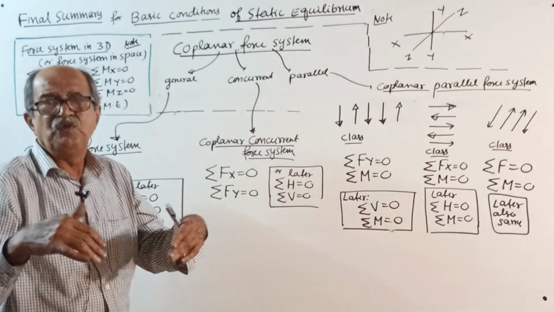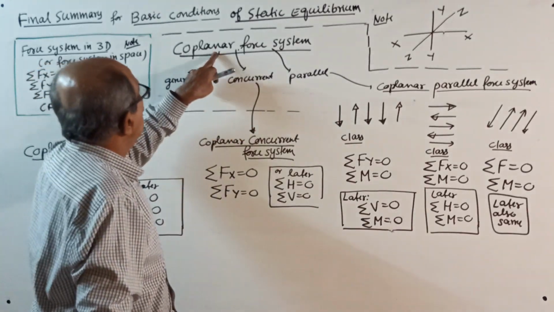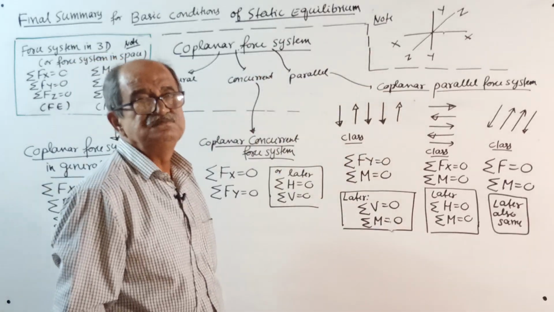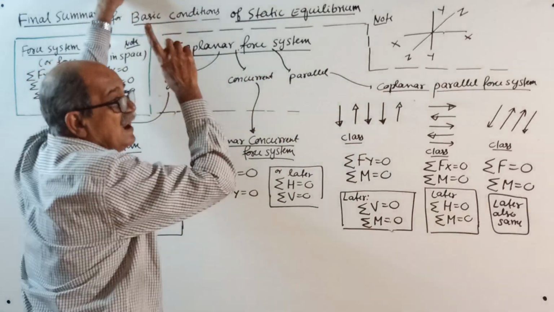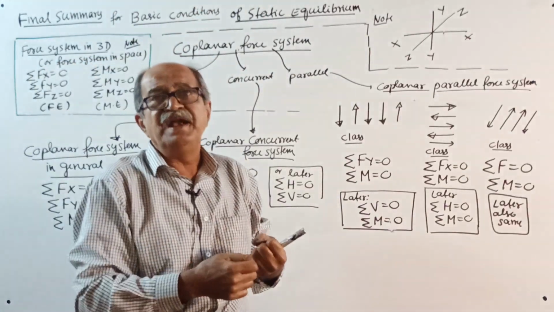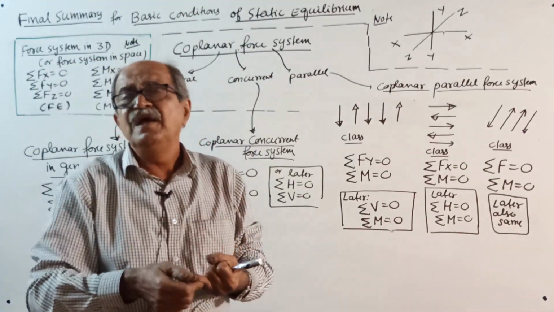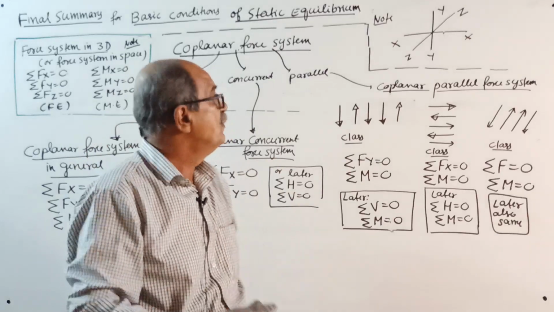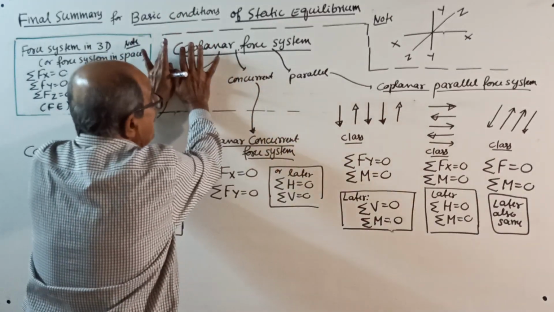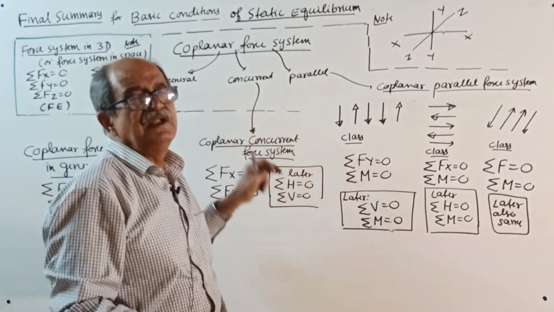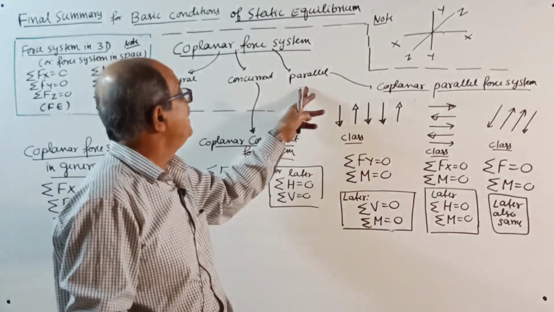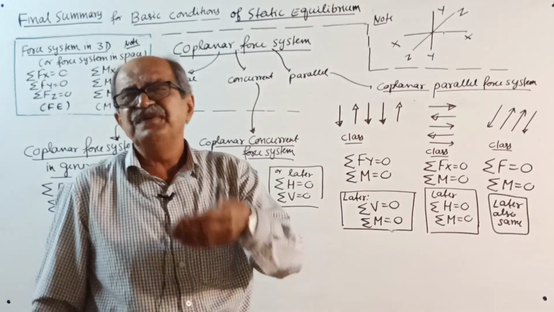Okay, now go further. Most important, coplanar force system. Make a note, 3 cases. Usually earlier I considered concurrent, then general coplanar, and then parallel. Now not that way. Now first, general coplanar means random. There is no concurrent condition, no coplanar condition, no parallel condition. Simply forces in any direction.